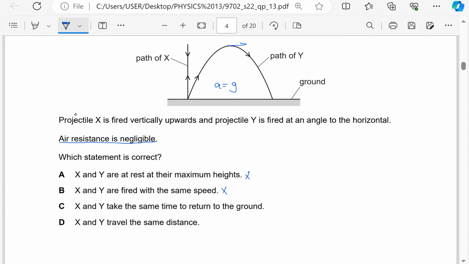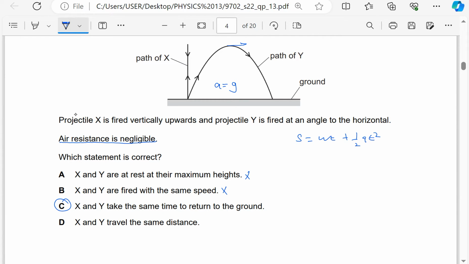X and Y take the same time to return to the ground. Because in the vertical, they travel the same vertical distance going up and down and the acceleration is constant, so C is going to be correct. X and Y will take the same time to return to the ground because the only force acting on these two is in the vertical, and the acceleration in the vertical for both is the same, and they have reached the same maximum height.